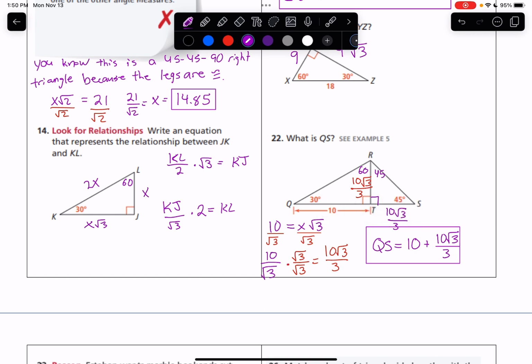Okay. So QS is 10 root 3 over 3 plus 10, or QS, if we wanted to make it a decimal approximation, is around 15.77.